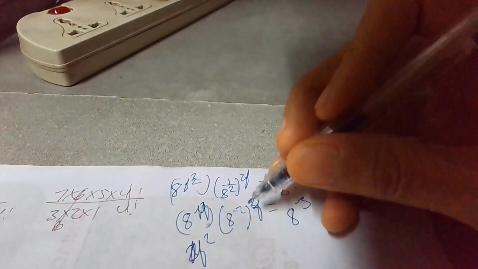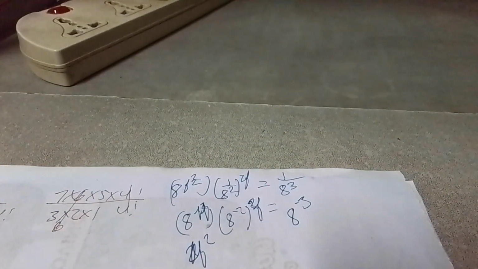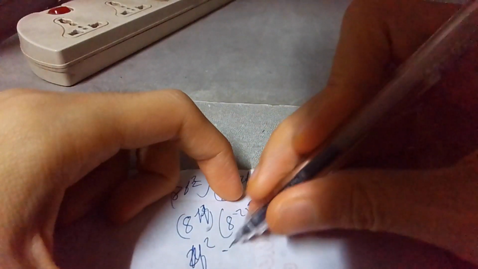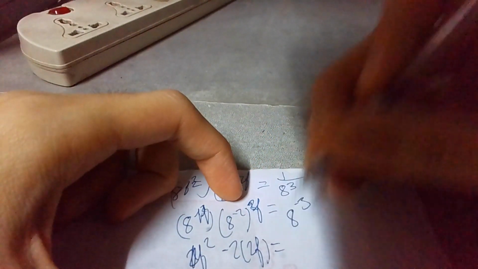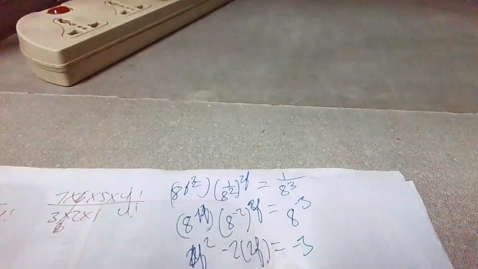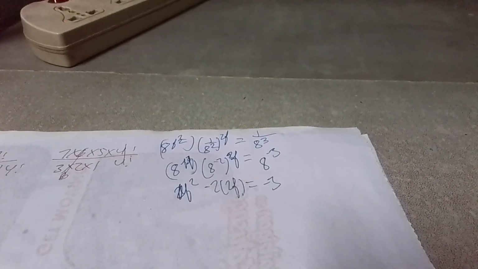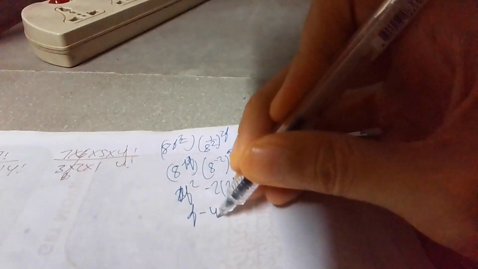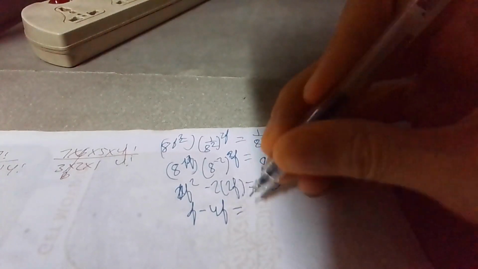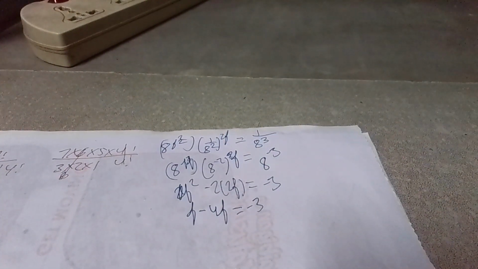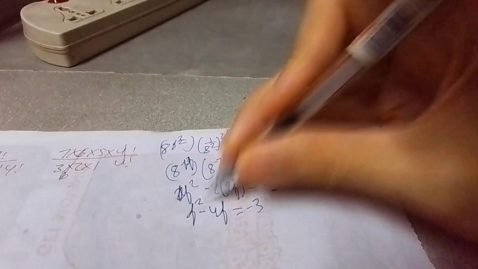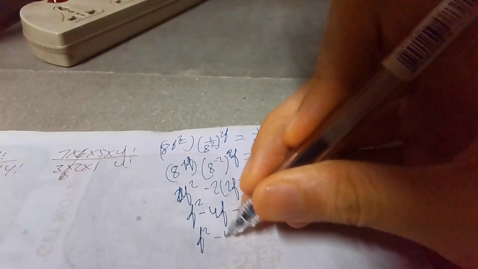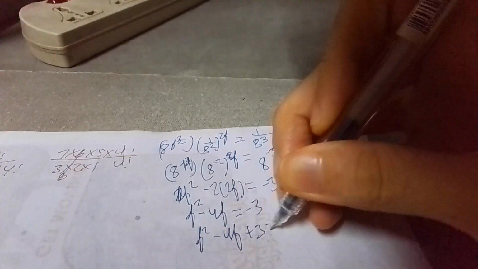And then this one, we distribute, that becomes negative 2 times 2f is equivalent to negative 3. So this is what will happen. f squared is still the same. Negative 2 times 2 is negative 4f equals negative 3. And did you know we can rewrite that as a quadratic equation? So that's f squared minus 4f plus 3 equals 0.